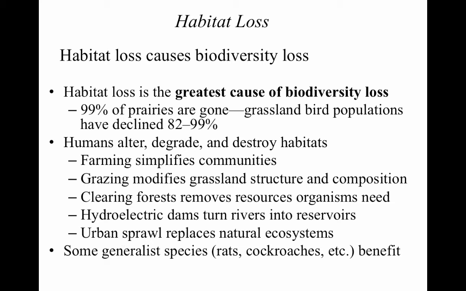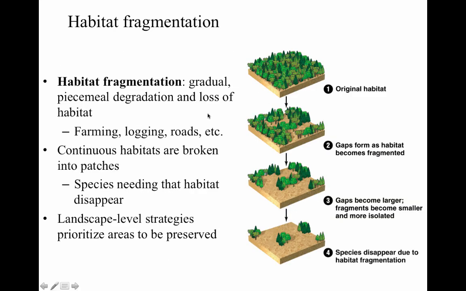And as urban areas spread out, they tend to replace the natural ecosystem, pushing out all the native species. Of course, the generalist species benefit, like rats and cockroaches that we view as pests, because they're the ones that did not leave.